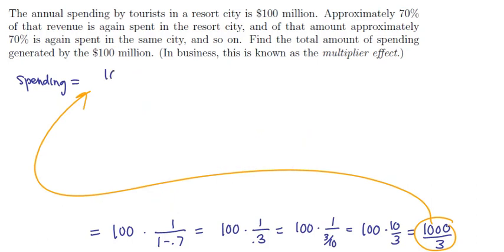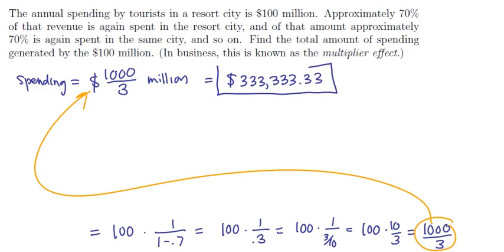What does that actually mean? Well, 1,000 divided by 3 million dollars is the total revenue generated. What does that actually translate to? Well, if we divide our way through it, that's $333,333.33 or 34 cents if we put that into dollars and cents right here. And so the initial $100 million has generated more than $330 million of total spending at the very, very end.